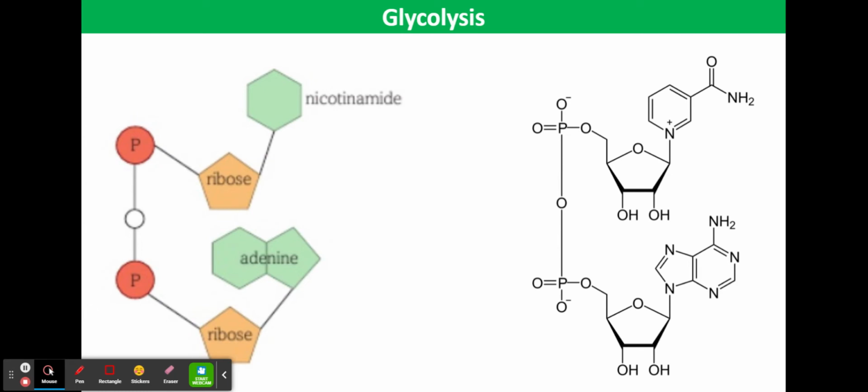NAD is synthesized in living cells from nicotinamide, or vitamin B3, the 5-carbon sugar ribose, the nucleotide base adenine, and 2 phosphoryl groups. The image on the slide in front of you represents its molecular structure. The nicotinamide ring can accept 2 hydrogen atoms, becoming reduced NAD.